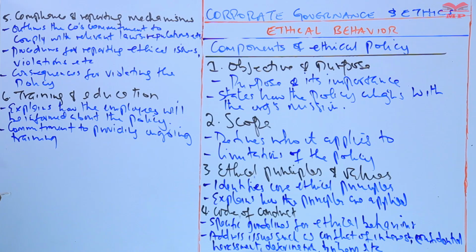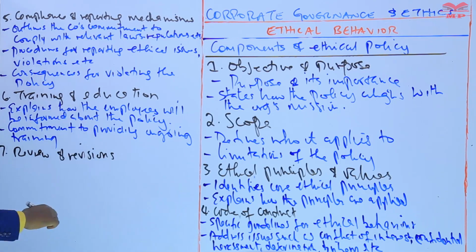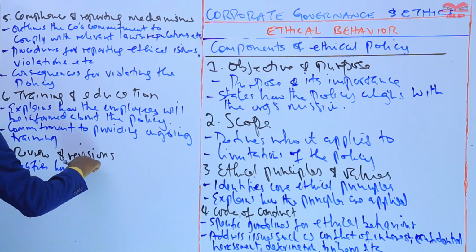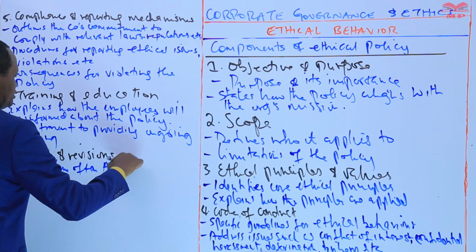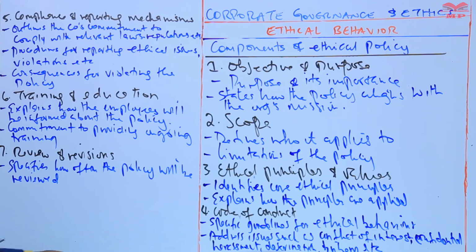There is also a section on review and revisions. This is yet another component of an ethical policy. Review and revisions specify how often the policy will be reviewed.